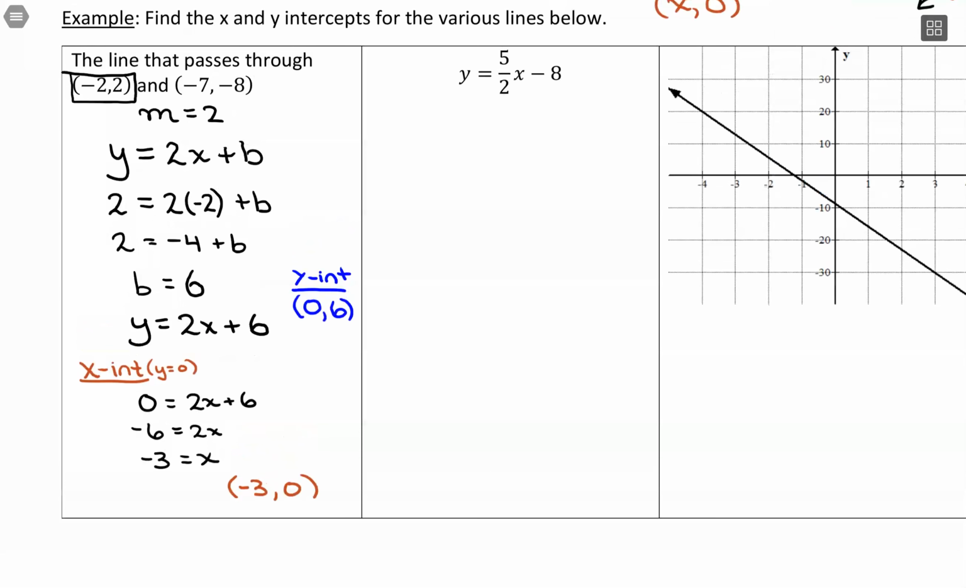All right, for this next one, we can find our y-intercept pretty quickly because it's shown in the form there. So it's at -8. So we have a y-intercept of (0, -8). For the x-intercept, we're going to do the same thing that we did in that previous example, where we're going to plug in y equals 0. So we're going to have 0 equals 5/2 x minus 8. And we're going to solve. So I'm going to add 8 to both sides of the equation.